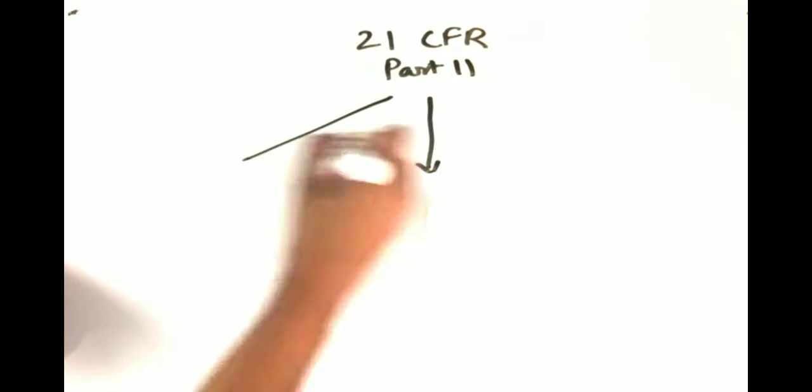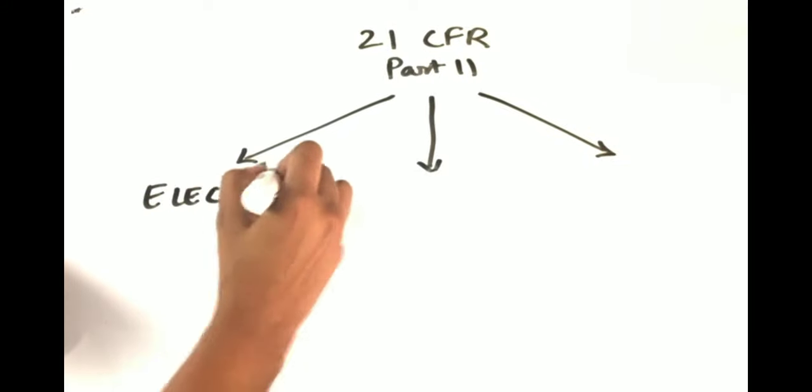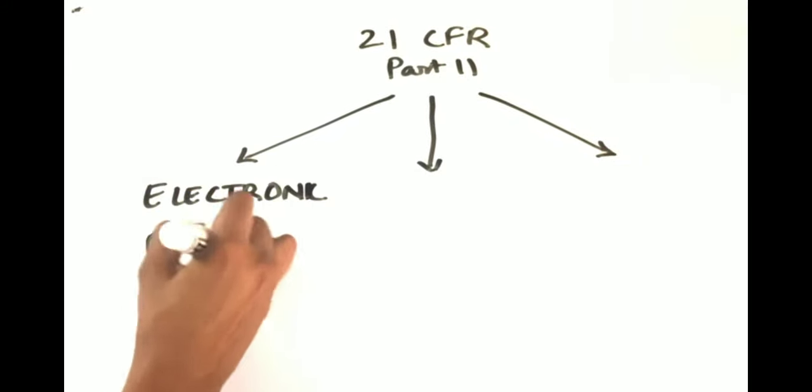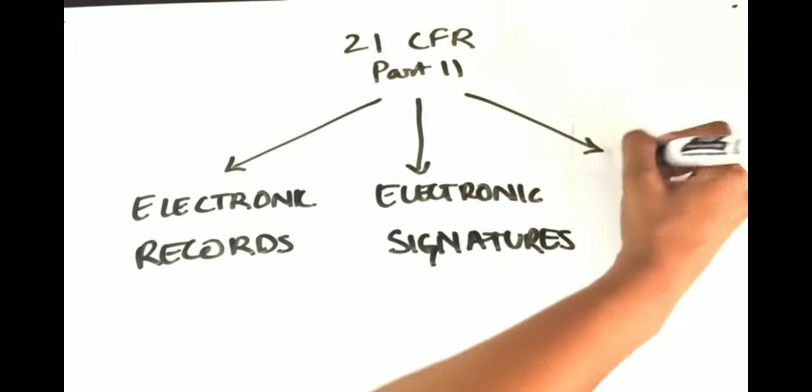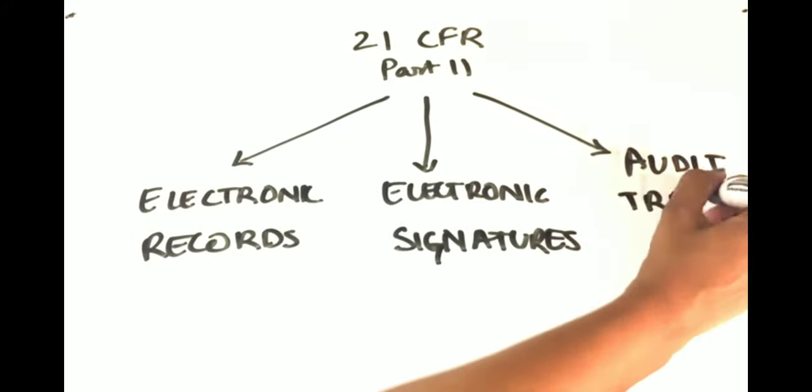By design, Part 11 regulations can be categorized into three key elements, and those are electronic records, electronic signatures, and audit trails. Now let's dive a little deeper into each of these subparts.